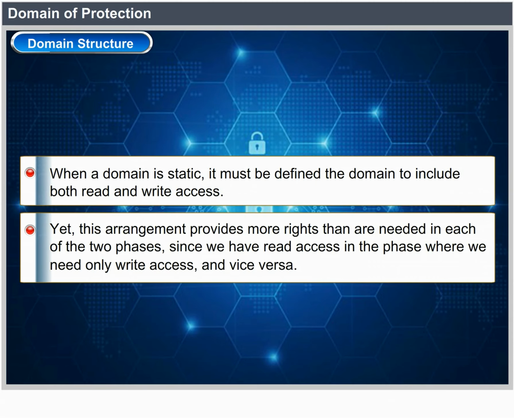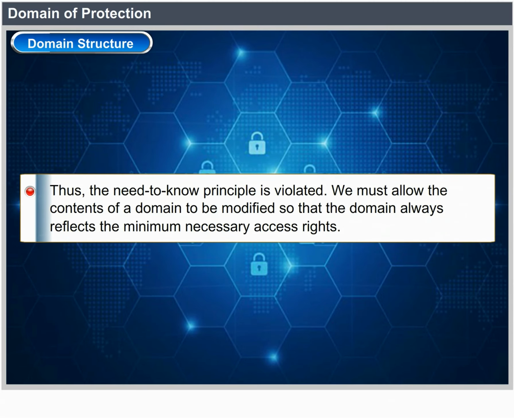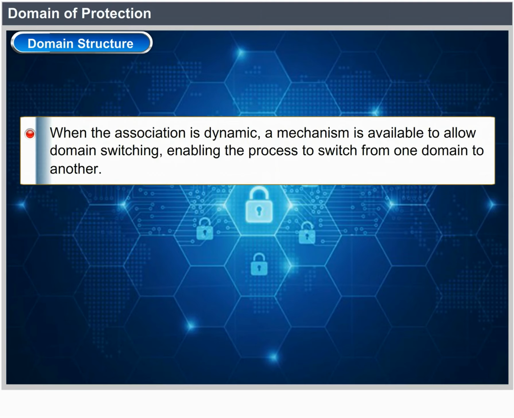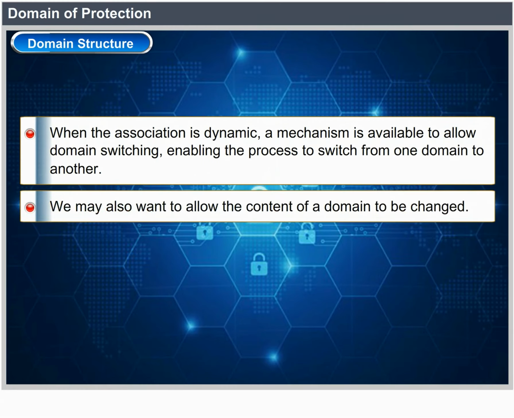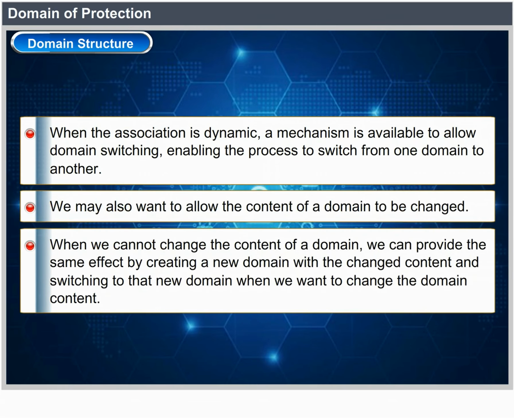We must allow the contents of a domain to be modified so that the domain always reflects the minimum necessary access rights. If the association is dynamic, a mechanism is available to allow domain switching, enabling the process to switch from one domain to another. We may also want to allow the content of a domain to be changed. If we cannot change the content of a domain, we can provide the same effect by creating a new domain with the changed content and switching to that new domain when we want to change the domain content.